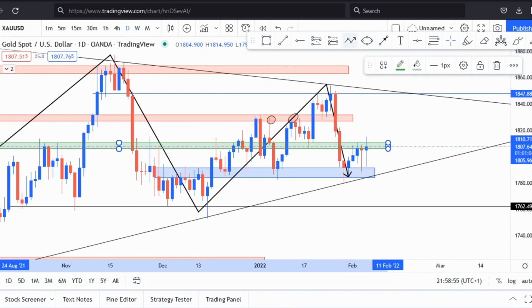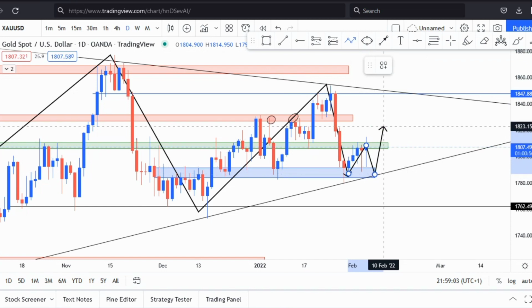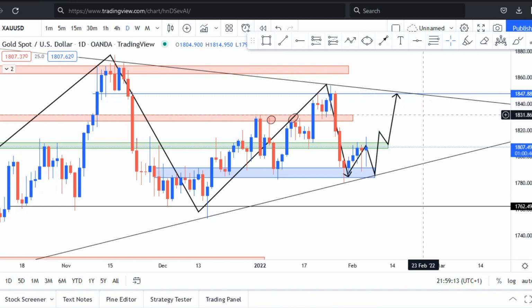But don't forget there's a possibility that price could still come back down to test this area again before making that final move to the top, breaking this resistance level, possibly retesting it with a wick, and then continuing to the top area here. So this is one way of looking at the market.